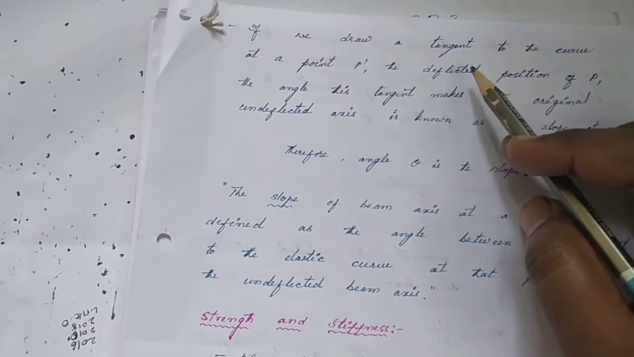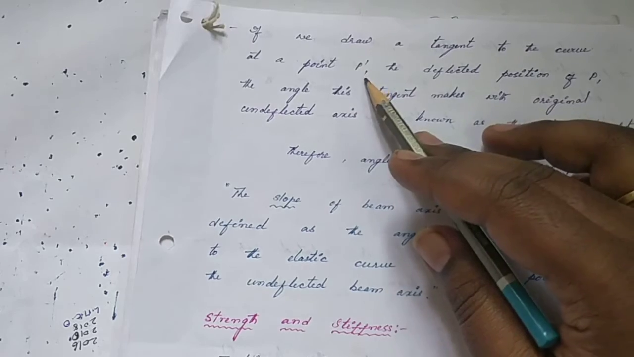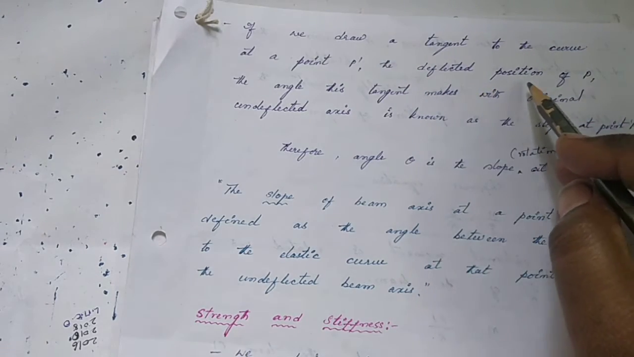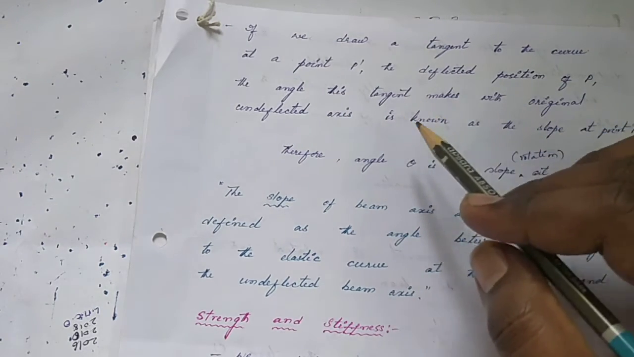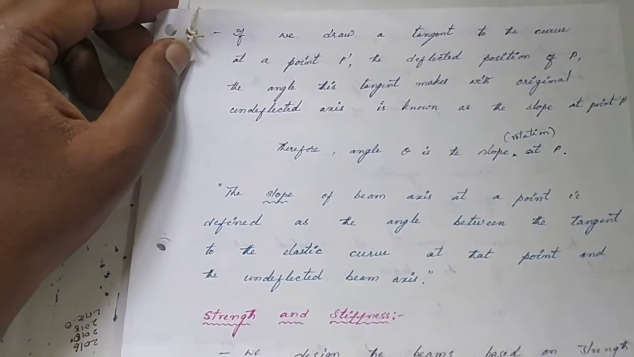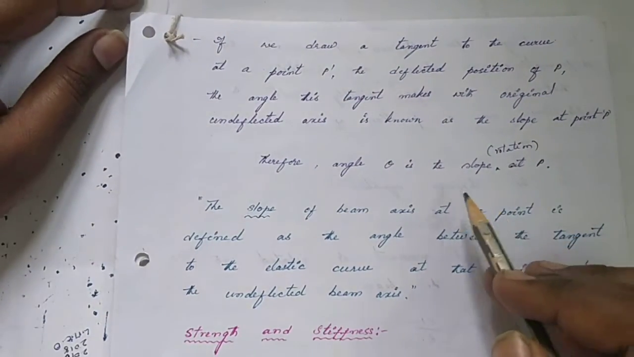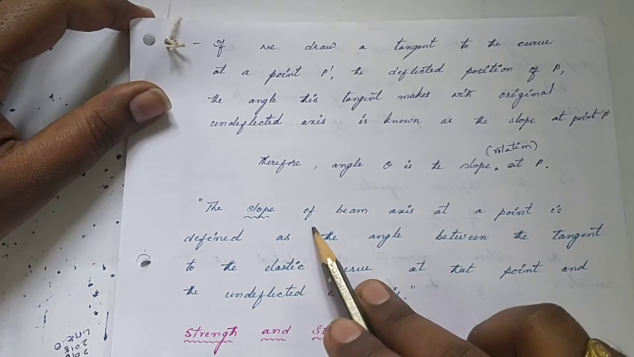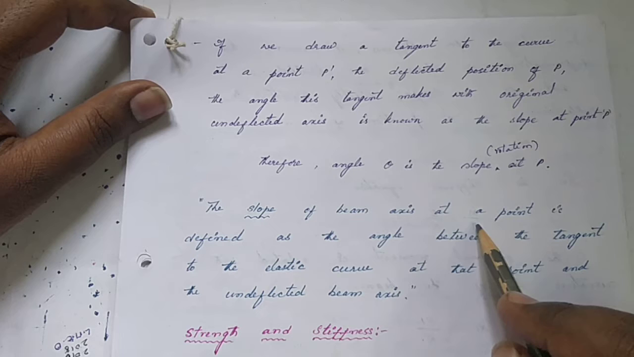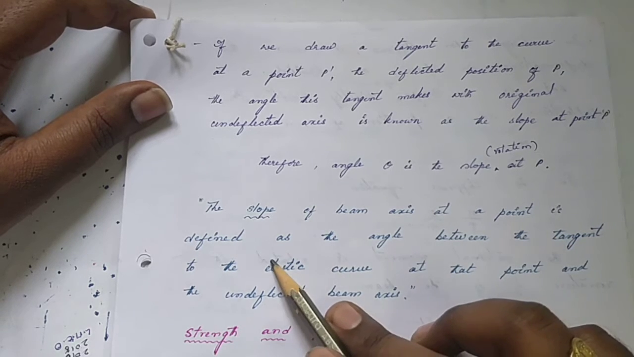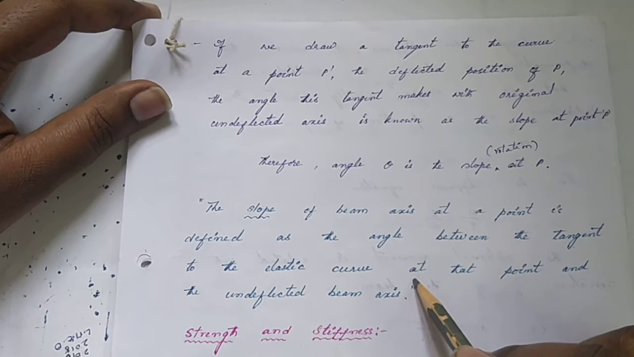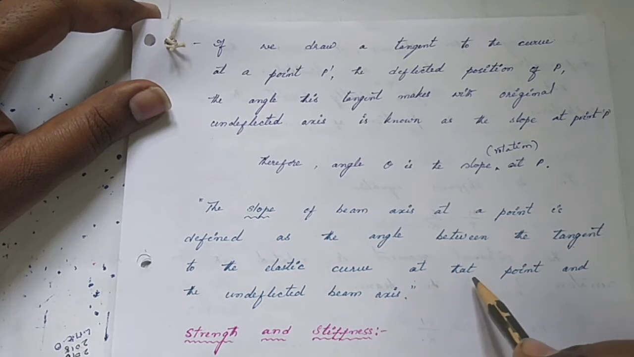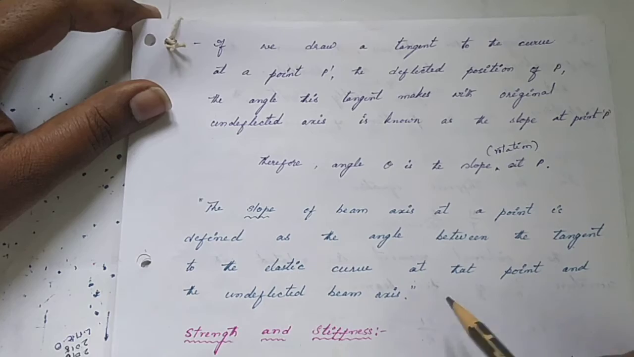If we draw a tangent to the curve at point P dash, the deflected position of P, the angle this tangent makes with the original undeflected axis is known as the slope at point P. Therefore, the angle theta is the slope at point P. Finally, the slope of a beam axis at a point is defined as the angle between the tangent to the elastic curve at that point and the undeflected beam axis.